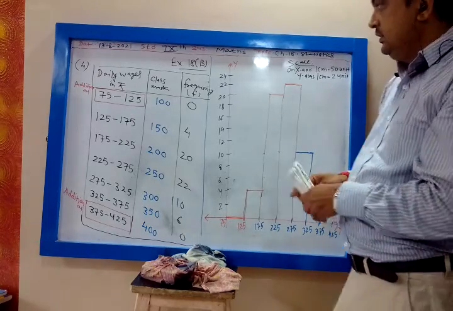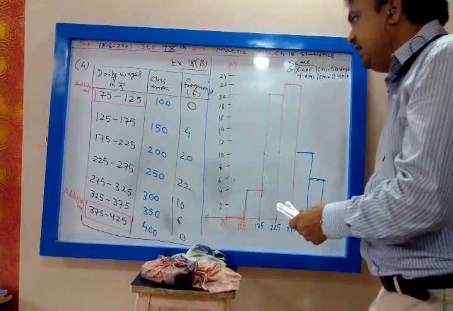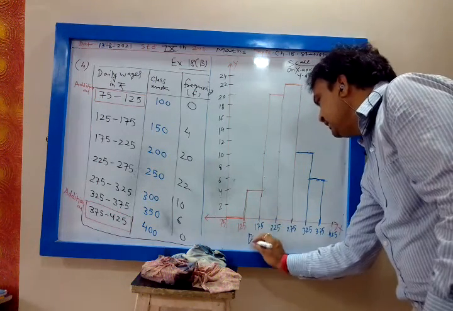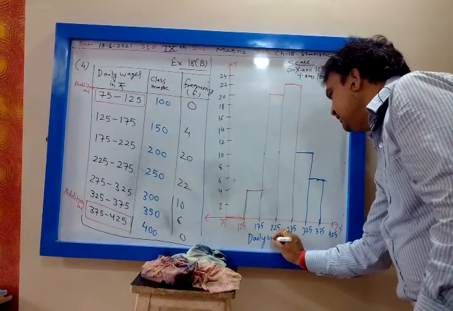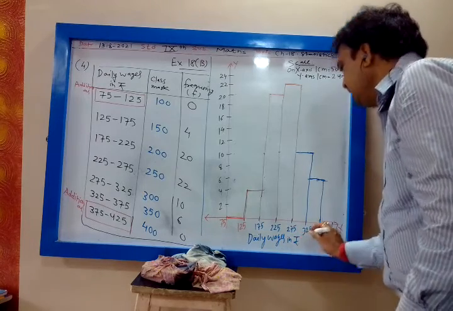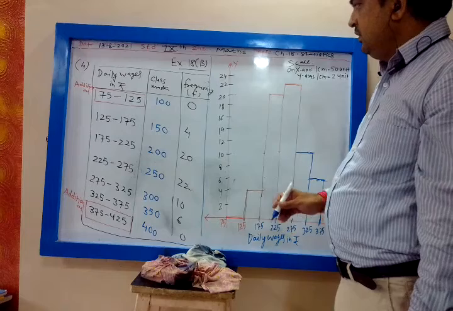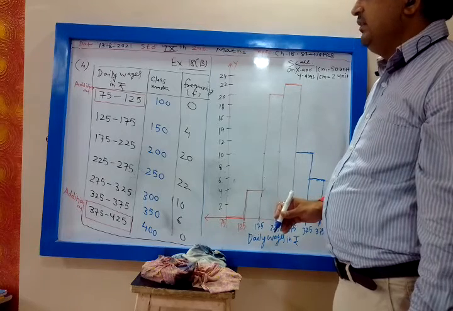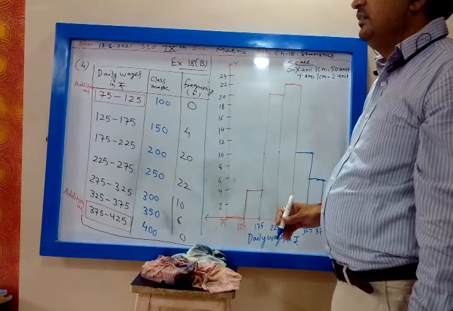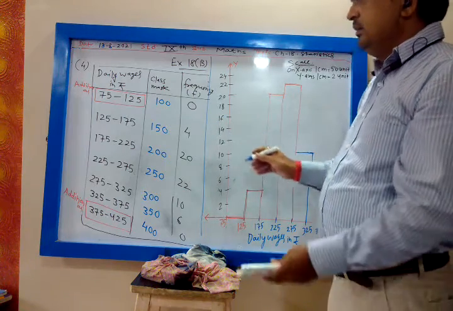Yes. You have to write down this. On the x-axis, you will write daily wages in rupees. Daily wages in rupees. And without using a scale. How can you write without using a scale?